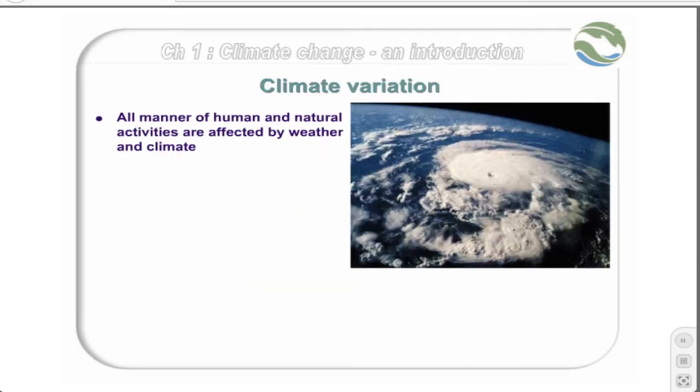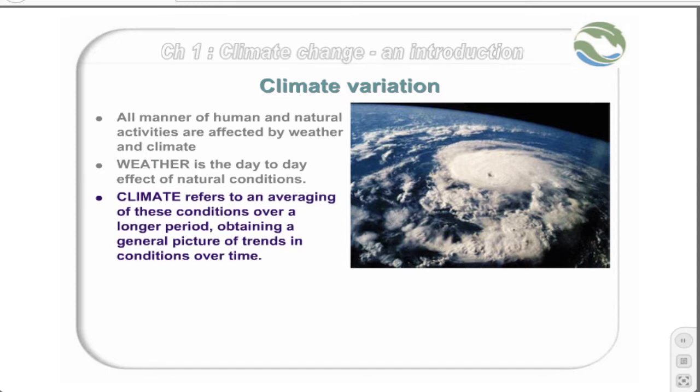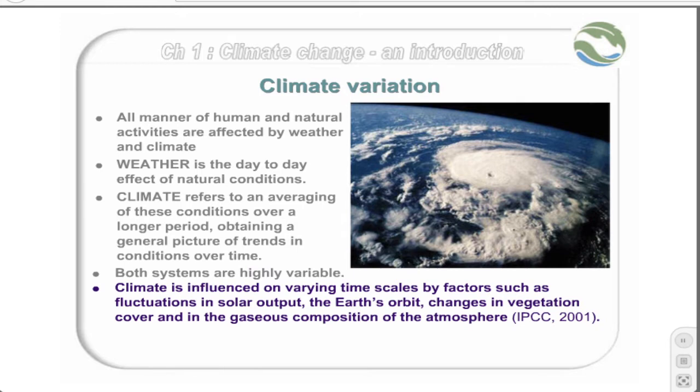Weather and climate affect all manner of human and natural interactions. Weather is the day-to-day effects of natural conditions, but climate refers to an averaging of the mean of these effects over a time period, usually annual or multi-year, although climatic regions may be defined by the seasonality of effects, such as the winter rainfall region of the Cape. Both systems are naturally variable.